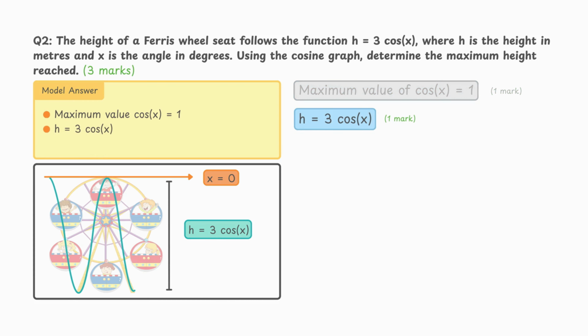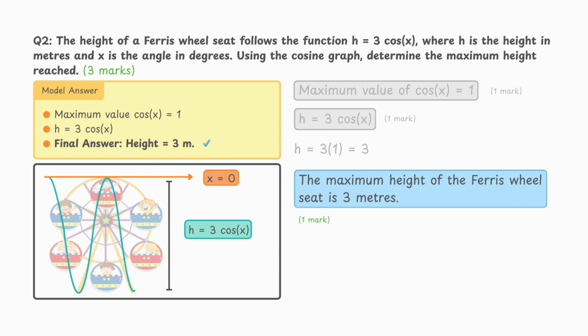Now we use that information in the function. If cosine x is at its maximum value of 1, we substitute that into the equation. So we get h equals 3 multiplied by 1. This gives h equals 3. So the maximum height reached is 3 meters. This earns 1 mark.